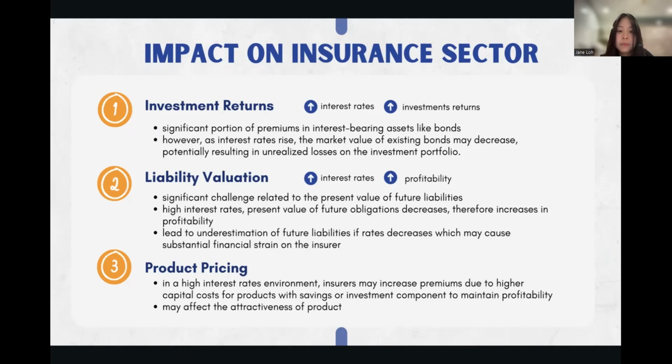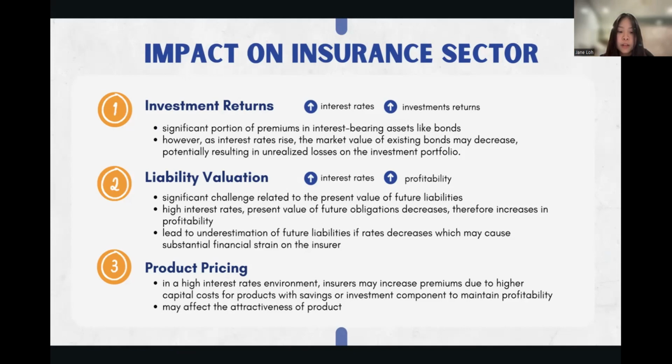Liability valuation. Liability valuation in the insurance industry refers to the process of determining the present value of future obligations that an insurance company owes to policyholders. Interest rates also play a crucial role in liability valuation, where high interest rates can decrease the present value of future obligations, temporarily inflating profitability. But this can lead to an underestimation of future liabilities if rates decrease, causing a substantial financial strain and reducing available capital for other uses.